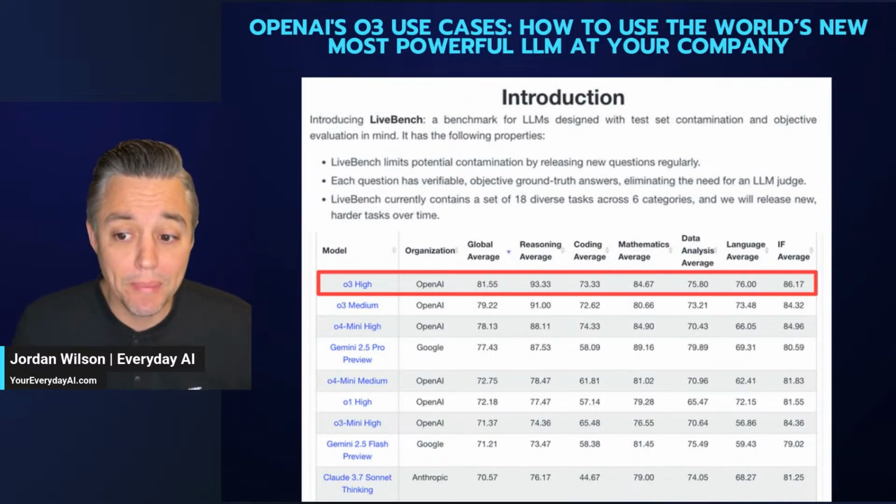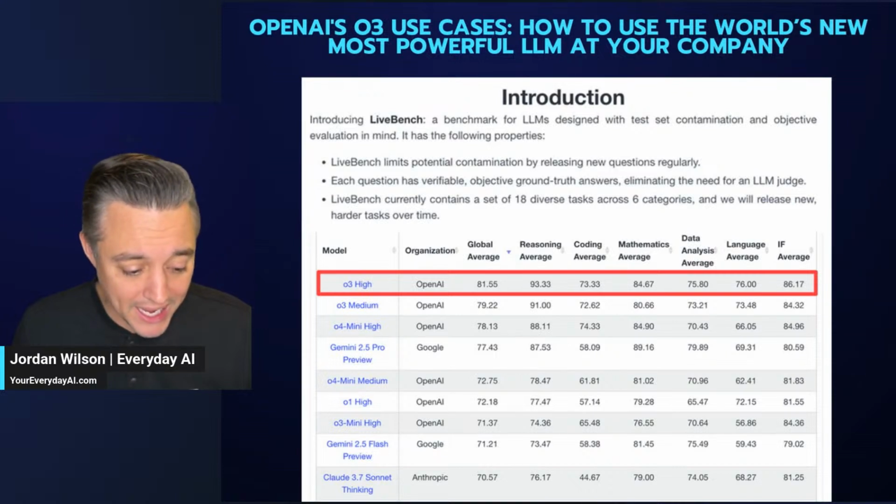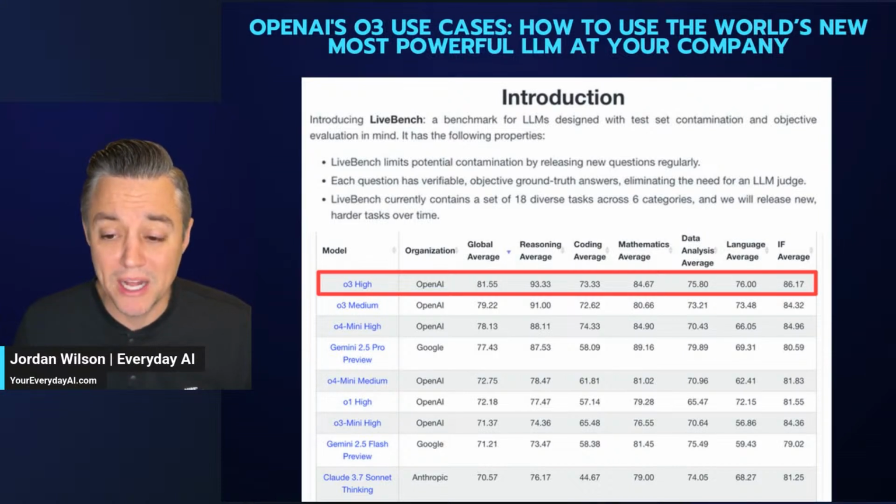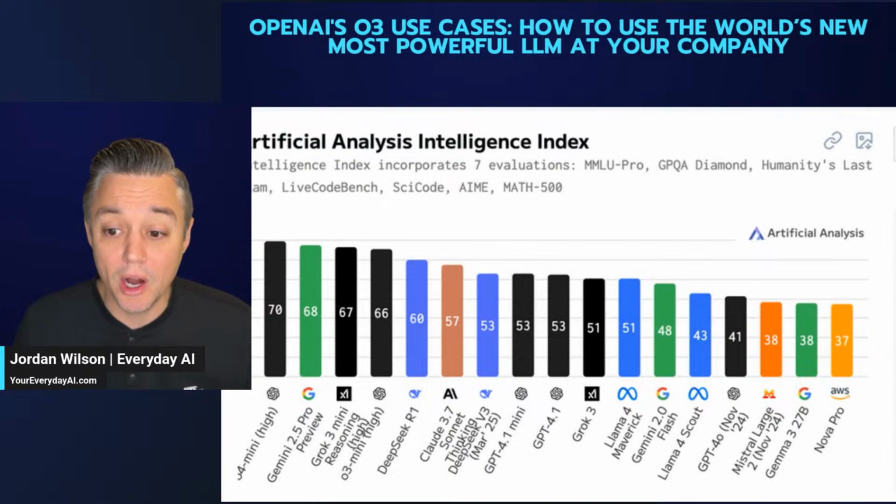So if you look at third-party benchmarks, which we talked about yesterday, as an example, Live Bench. Third-party benchmarks that are unbiased. They take into account a lot of different things. On Live Bench, a good third-party benchmarking methodology, O3 High is pretty far ahead of Gemini 2.5 Pro. Similarly, on the Artificial Analysis Intelligence Index, they haven't done O3 yet, but even O4 Mini High is scoring higher on that versus Gemini 2.5 Pro.